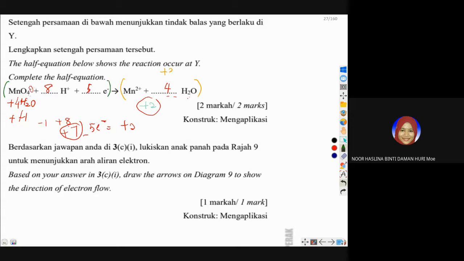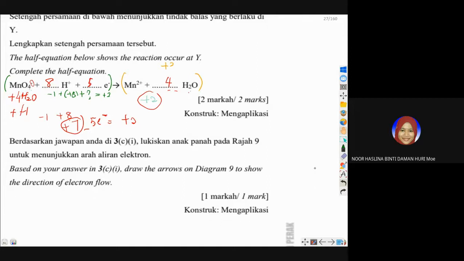MnO4 negative 1. Okay. Hydrogen ion positive 1. So, positive 1 times 8. Okay. Negative 1 plus positive 8. Okay. So, nak plus dengan berapa yang ni kita nak kena tahu. Wajib dapat positive 2. That means plus 5 electron. Sebab apa? Electron is the negative sign. So, dapatlah this one 5 electron. Okay, so ingat, firstly, you add water, after that you add hydrogen. Okay, last kali baru you add how many electron. Okay, boleh?